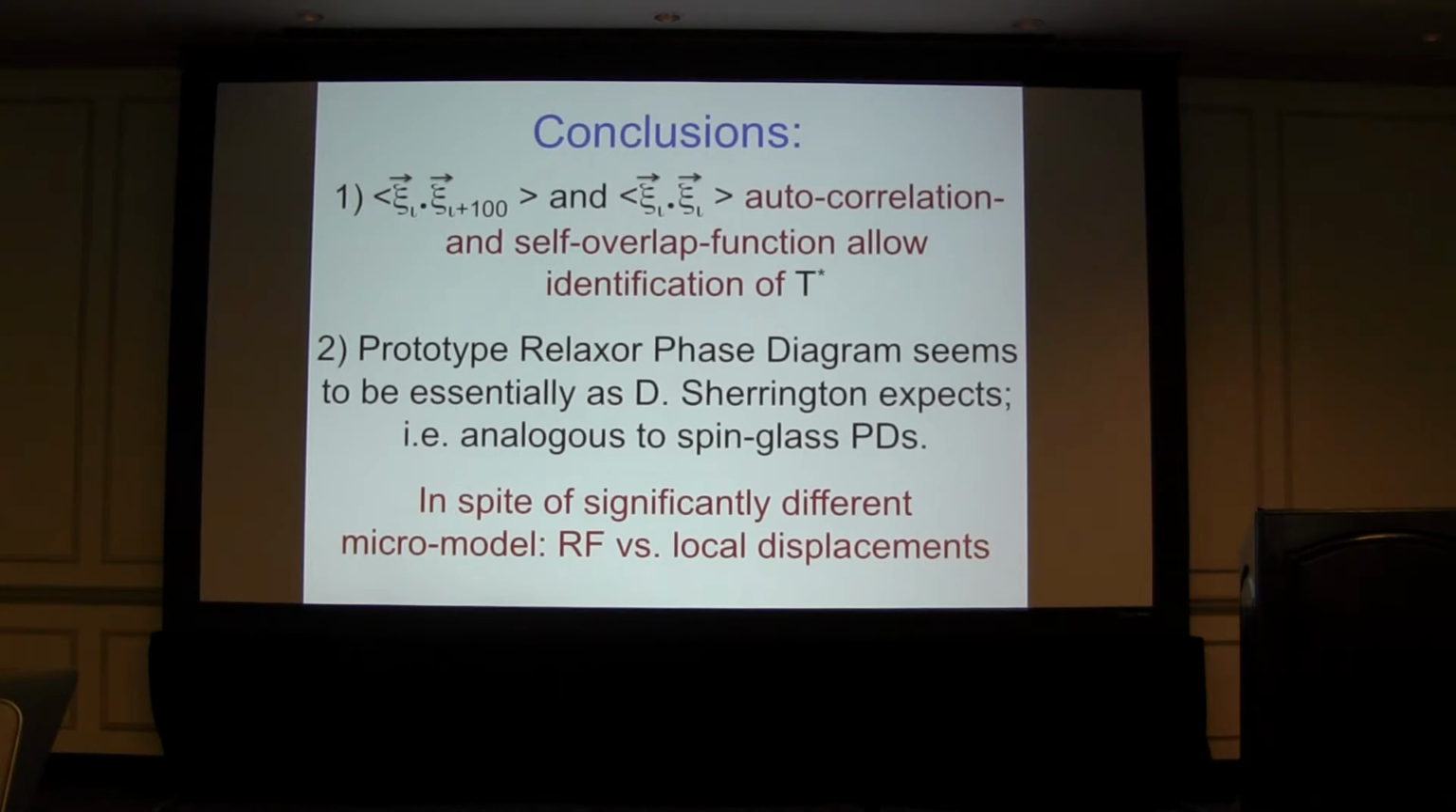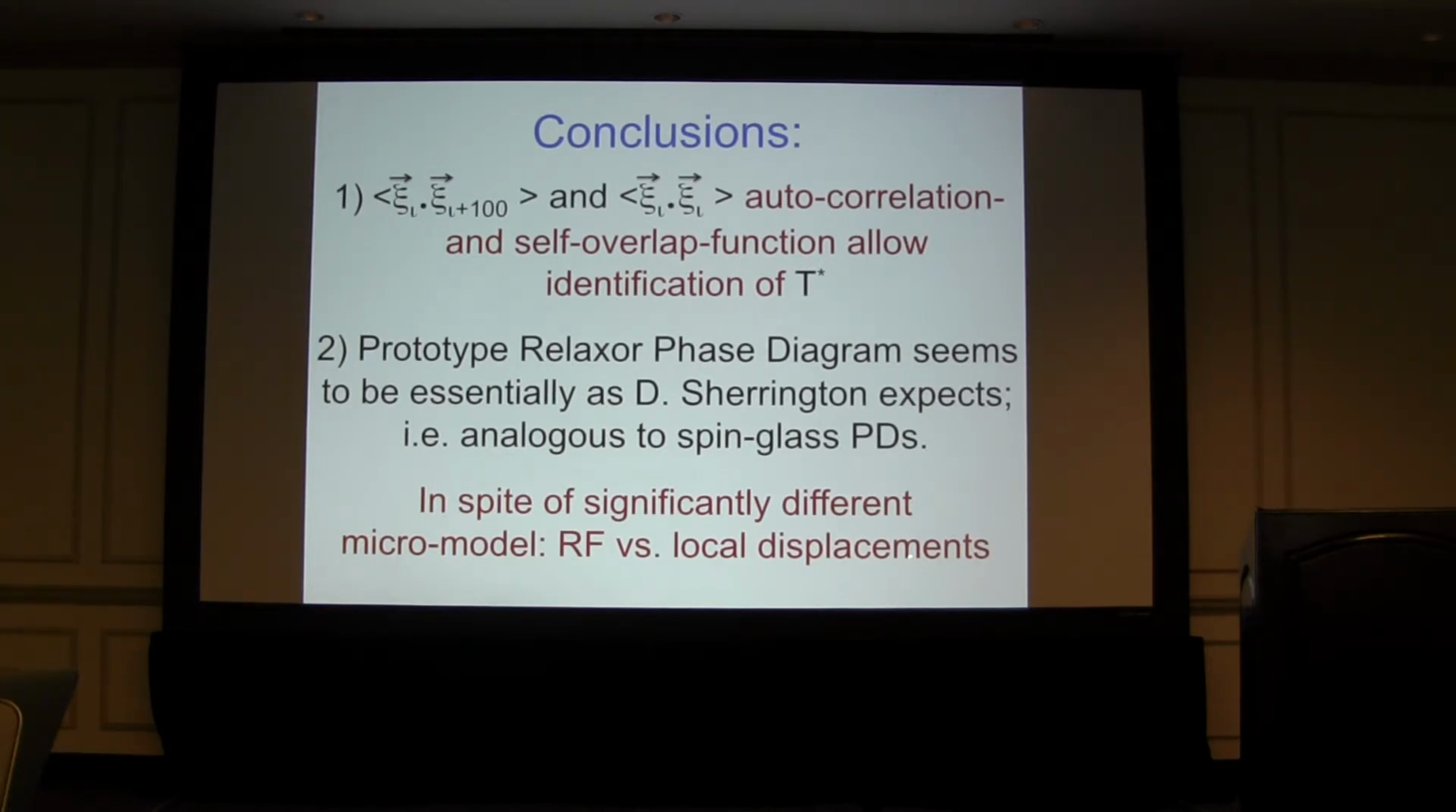So in conclusion, I've used these order parameters to find T star, and I think that works pretty well. I get consistent curves, those asterisks fall in reasonable curves, and that gives me a prototype phase diagram that's essentially analogous to what Sherrington said he expects from his models. He hasn't actually calculated it, or I haven't seen a calculated model as far as I know.